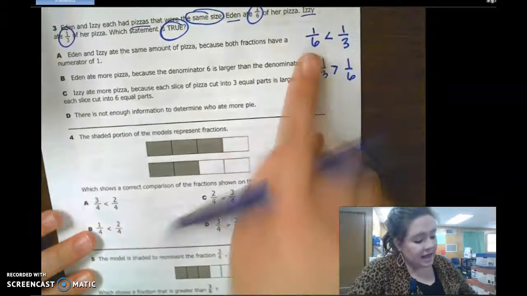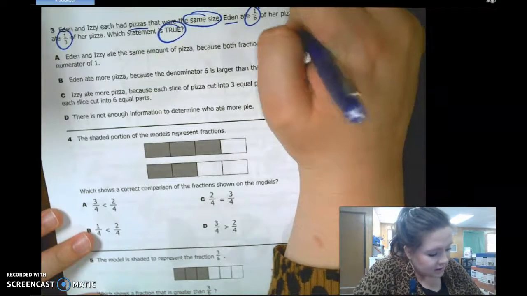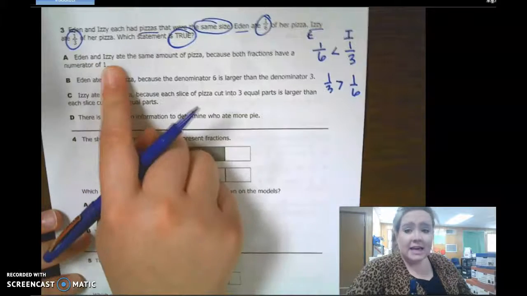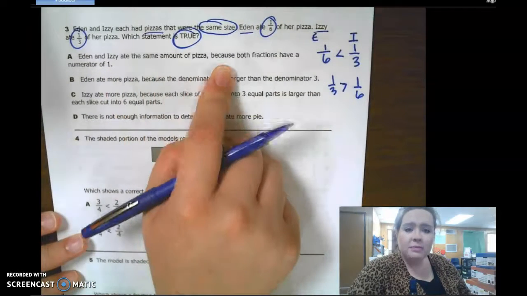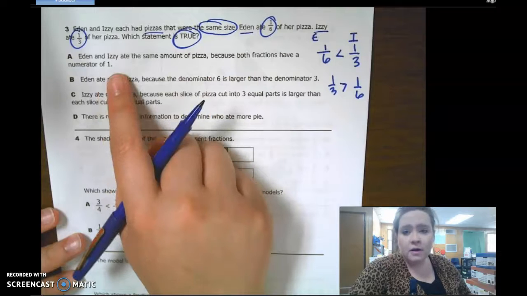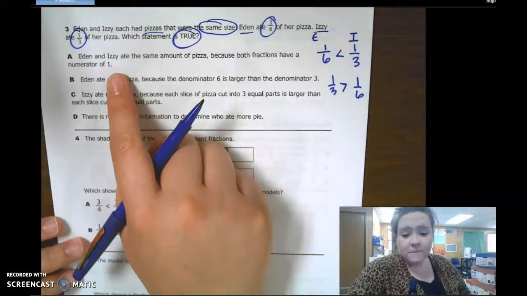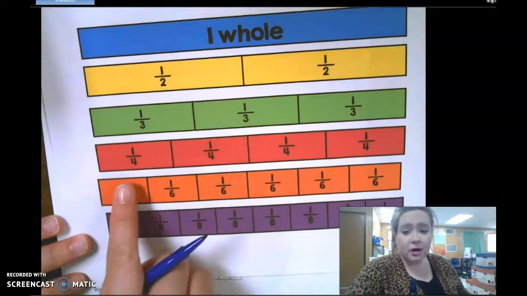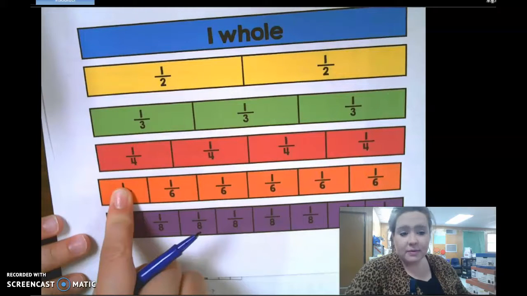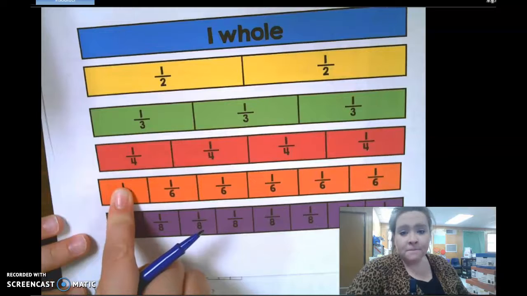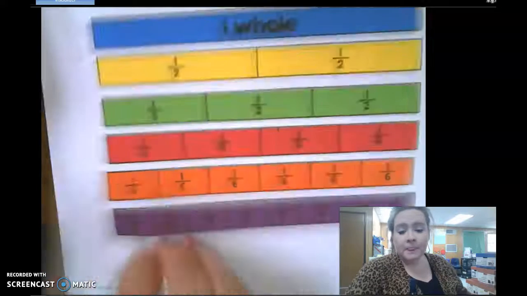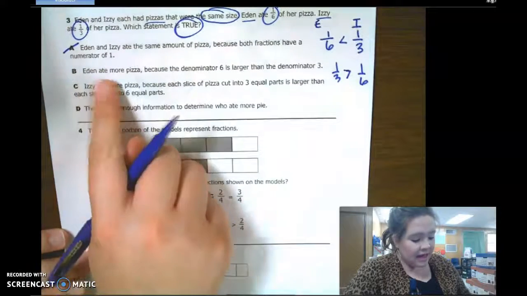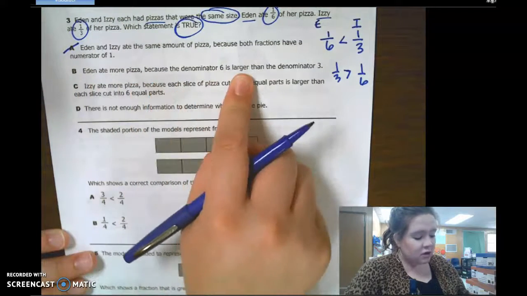So, Eden ate 1/6 and Izzy ate 1/3. Eden and Izzy ate the same amount of pizza because both fractions have a numerator of 1. Did they eat the same amount of pizza? If you eat this piece and your mom eats this piece, did y'all eat the same amount? No, you do not eat the same amount, so that is not a correct answer. Eden ate more pizza because the denominator 6 is larger than the denominator 3.